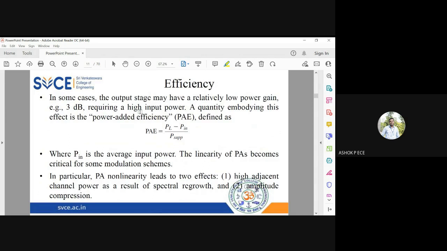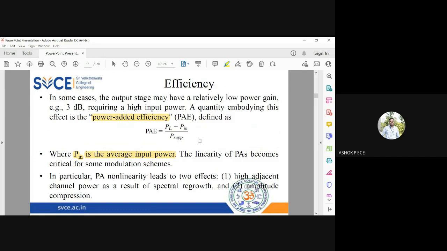And we also have one more efficiency called power added efficiency. It is given by PL minus Pin by supply power. Pin is the average input power, and PL and P_supply, it is going to be the supply and the load power. So this power added efficiency will have a major say on the linearity of an amplifier.